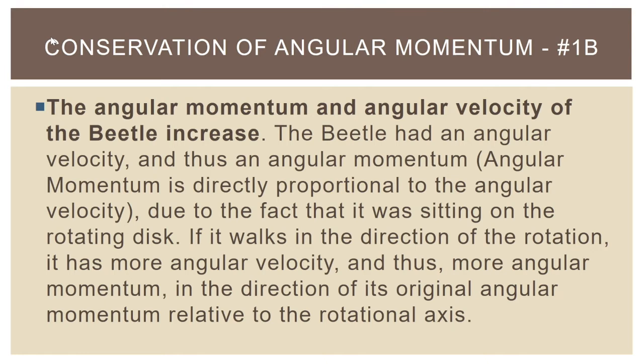The beetle had an angular velocity and an angular momentum due to the fact that it was sitting there on the rotating disk. It was rotating counterclockwise at the same angular velocity of the disk.